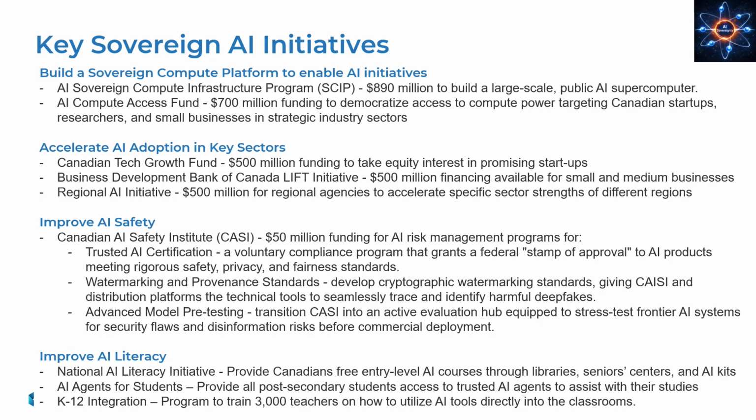And then finally, there was a lot of focus on this national AI literacy program. So it's free education for people to be delivered at libraries and senior centers, and they're going to give out these AI learning kits. They're proposing AI agents for every post-secondary student, and they're going to educate teachers too on how to bring AI into the classroom for K-12.